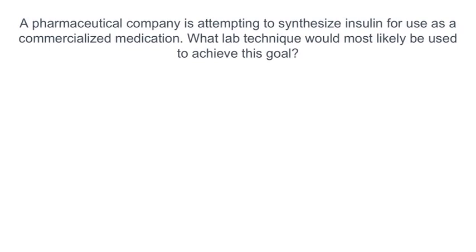Okay, let's do a question. A pharmaceutical company is attempting to synthesize insulin for use as a commercialized medication. What lab technique would most likely be used to achieve this goal? Okay, pretty straightforward, but this question helps illustrate the application of molecular cloning. So the lab technique that will most likely be used is molecular cloning.